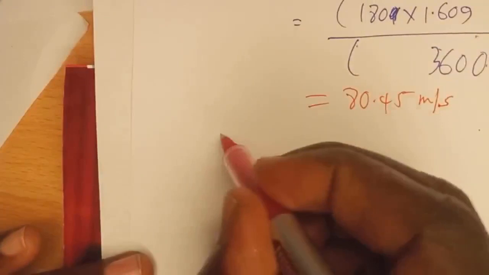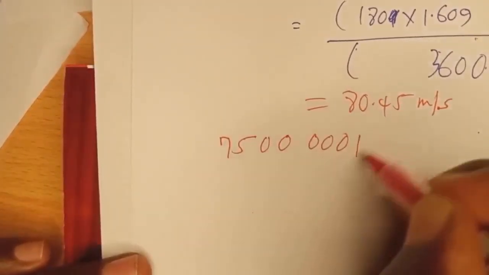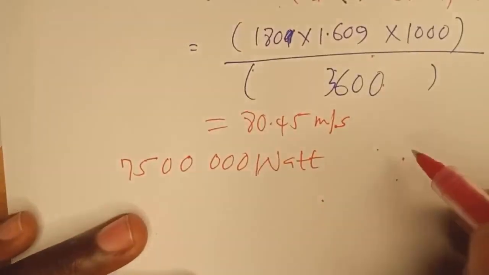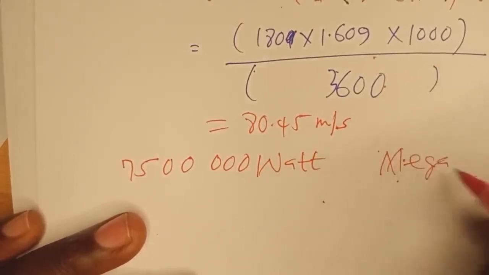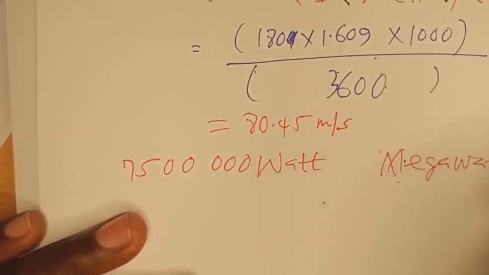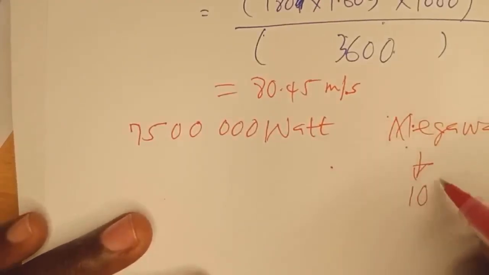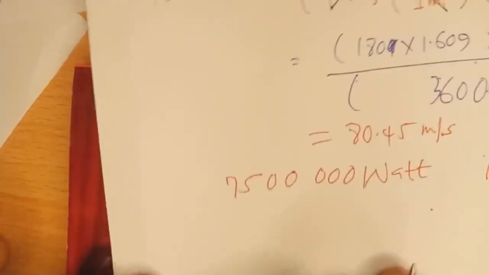This power value is 7,500,000 in watt, and I want to change this one to megawatt. What do you mean by mega? Mega is a million, and a million is 10 raised to the power of 6. How do I change this one to 10 raised to the power of 6?